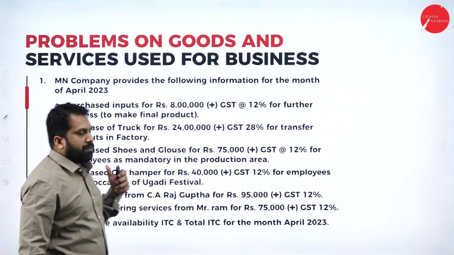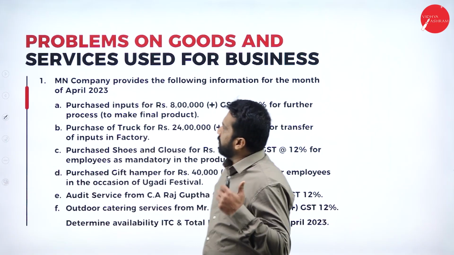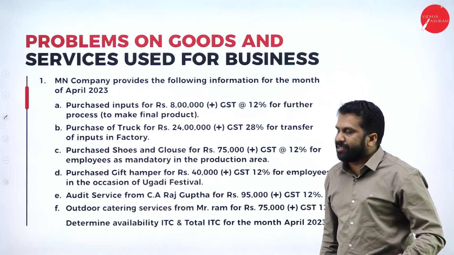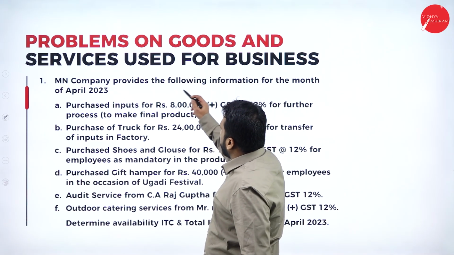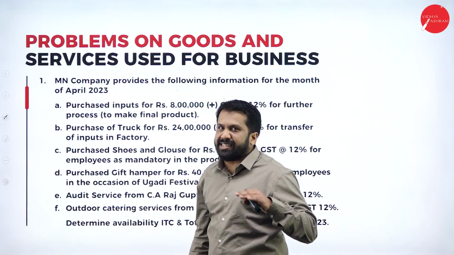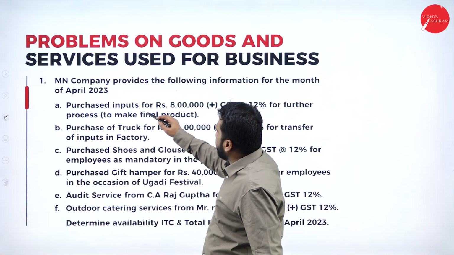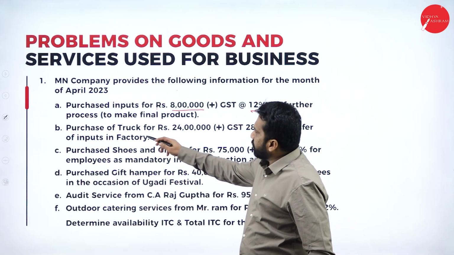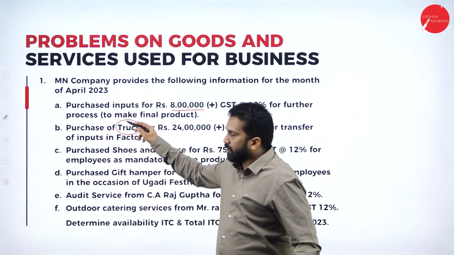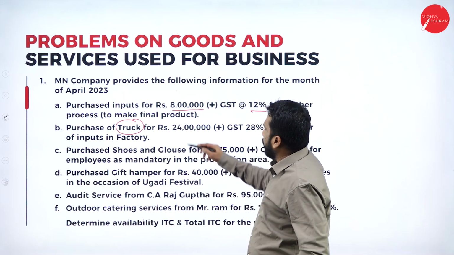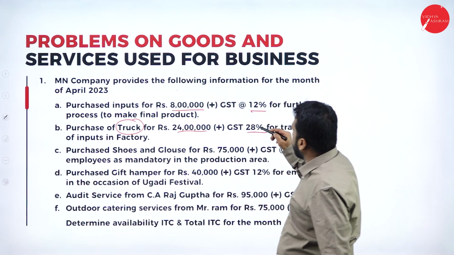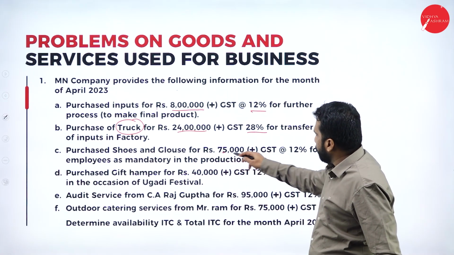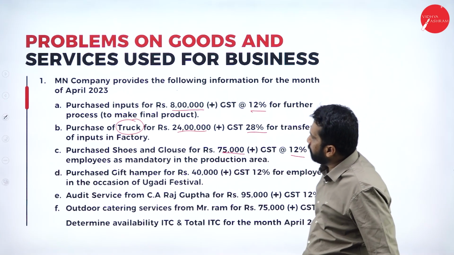Now, we'll go with one problem on input tax credit. In this, problems on goods and services used for business. Now, the company provides the following information. These are easy problems. Purchased input for 8 lakh with 12% GST. Purchase truck. Truck means what? Capital goods. Remember, 24 lakh at 28% tax. Purchase shoe and gloves, 75,000 with 12% GST.